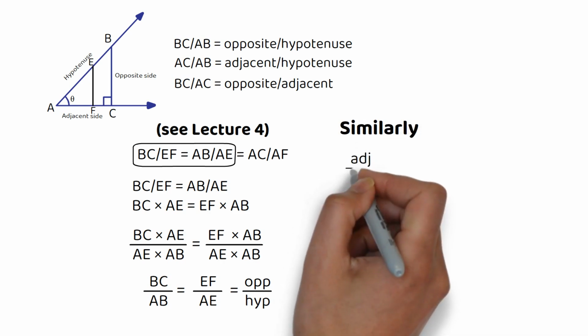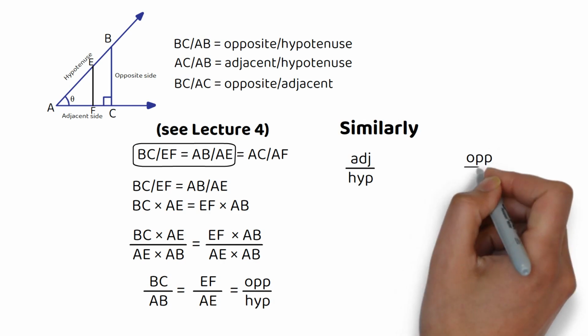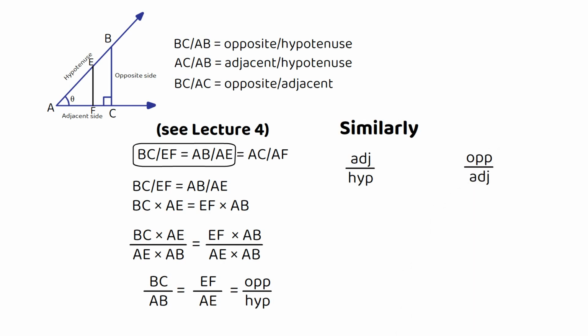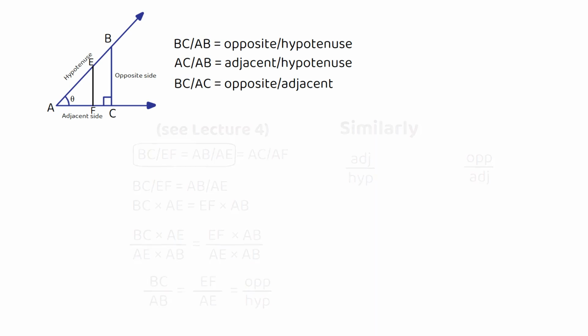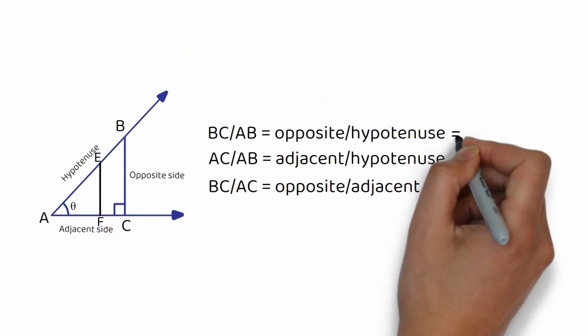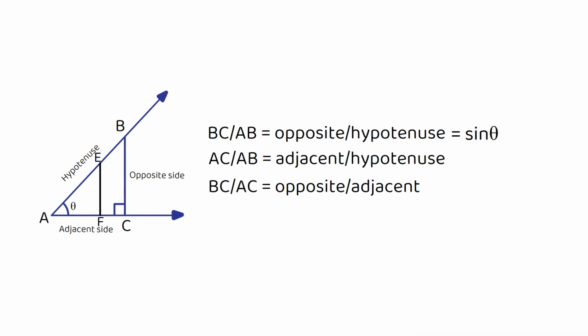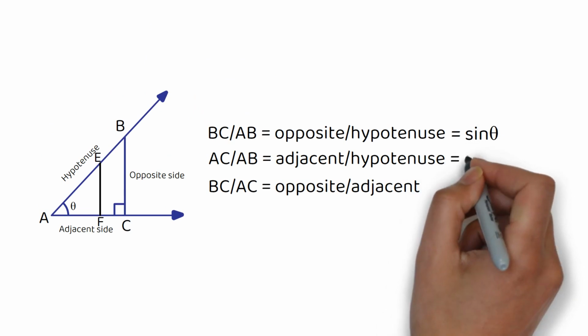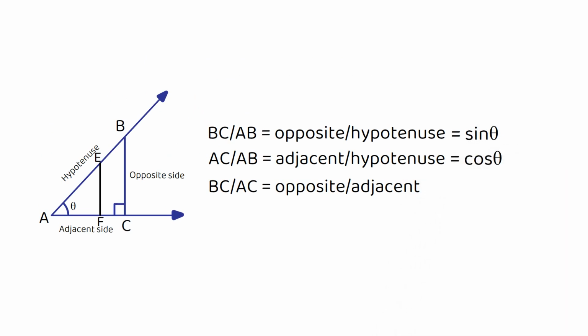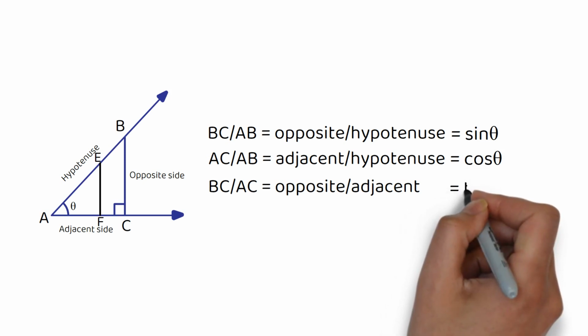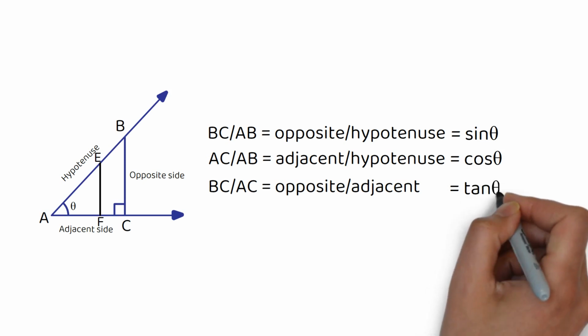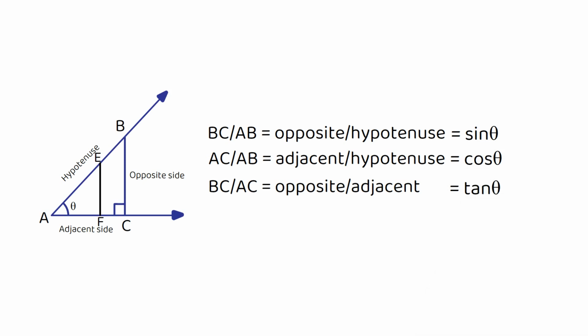Similarly, the fractions adjacent over hypotenuse and opposite over adjacent have a similar invariant. They're always the same regardless of where we drop the perpendicular line. We call the fraction opposite over hypotenuse the sine of the angle, and we denote it by sin theta. We call the fraction adjacent over the hypotenuse the cosine of the angle, and denote it by cos theta. We call the fraction opposite over adjacent the tangent of the angle, and denote it by tan theta. This is how sines, cosines, and tangents of angles are computed.